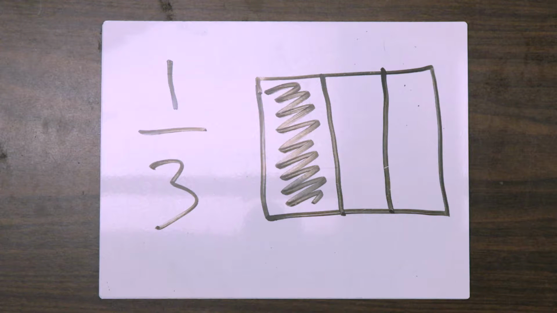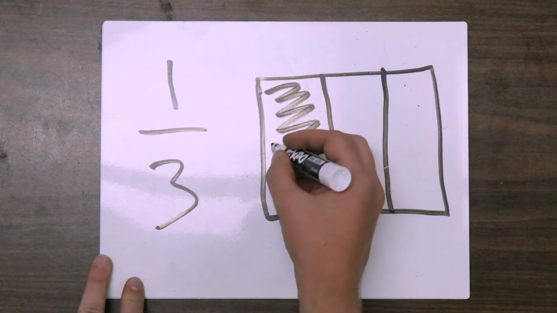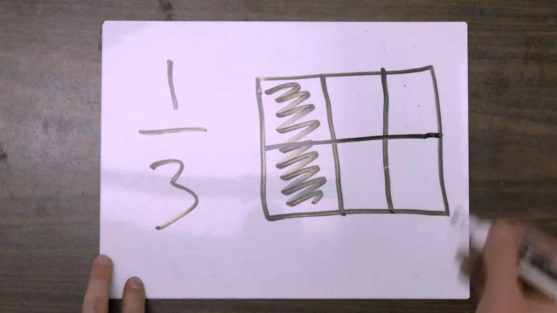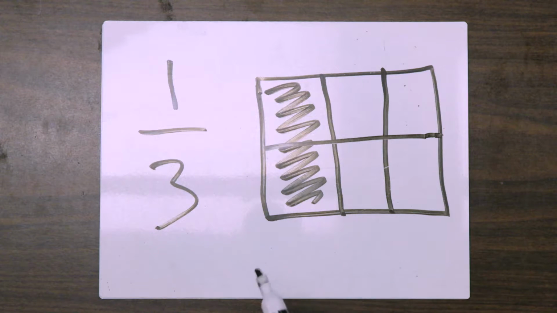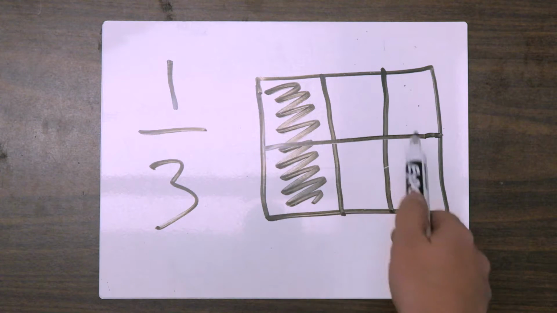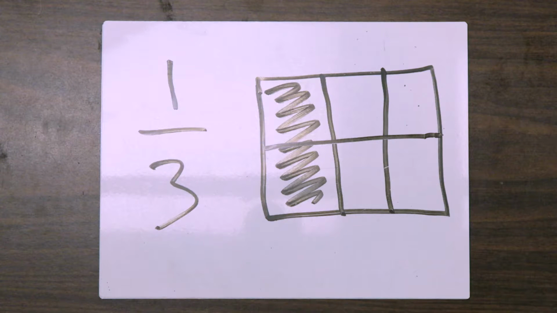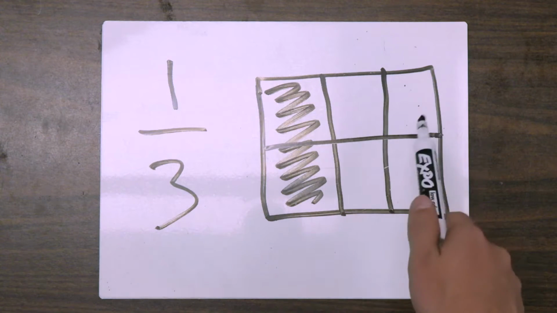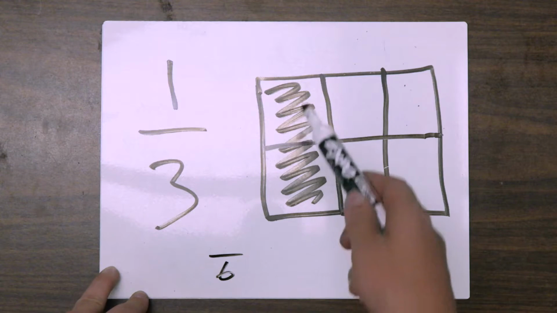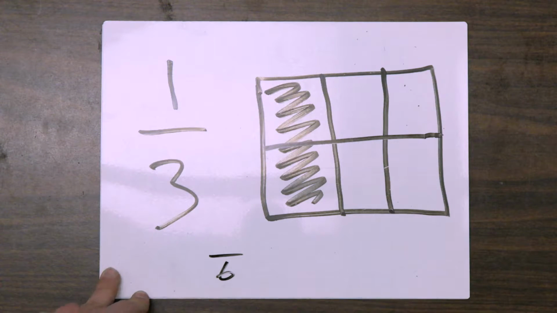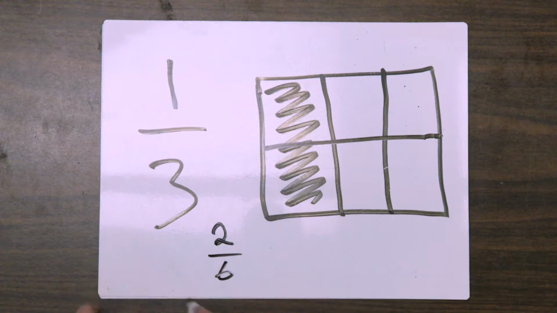Well, let's say I want to figure out an equivalent fraction for this. I could come in here and I could draw a line, and that changes this shape. What it really does is now I've broken this shape into more pieces. I've broken it into 1, 2, 3, 4, 5, 6 pieces. So I could say that this is a denominator of 6. Then I count the number of pieces that are shaded in. In this case, it's 2. And so I could say the 1/3 is equivalent to 2/6.